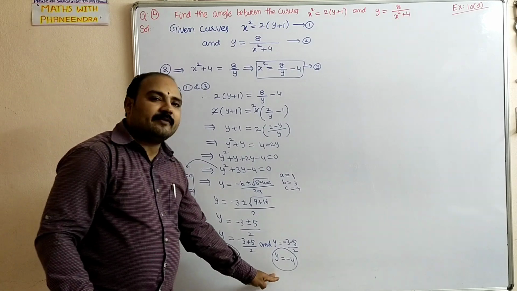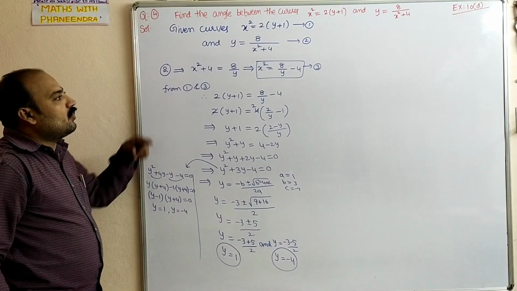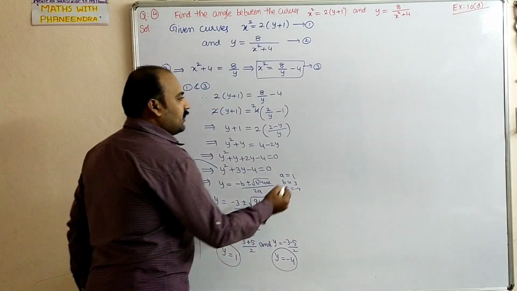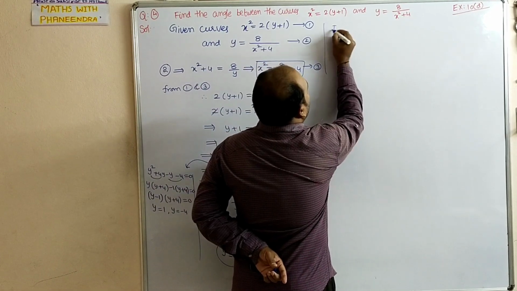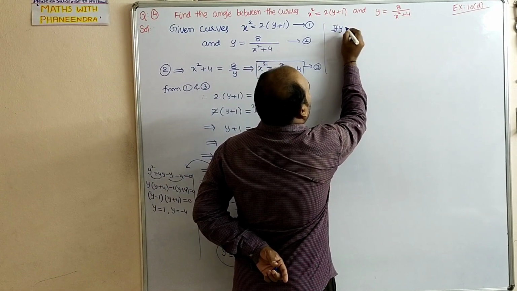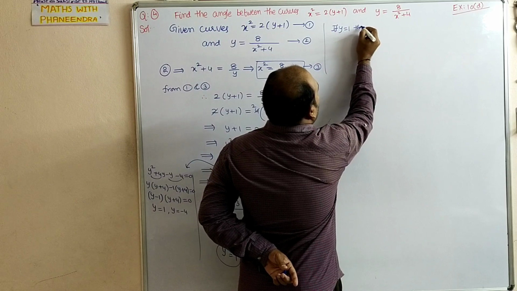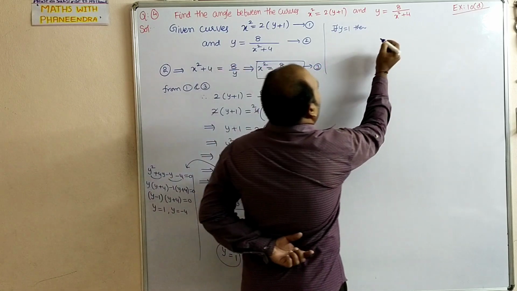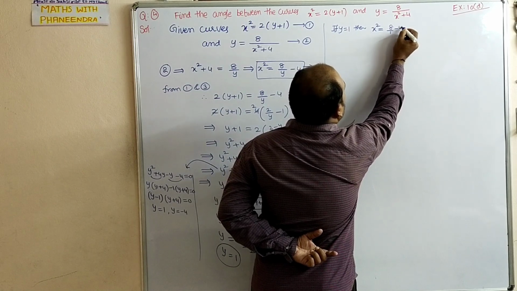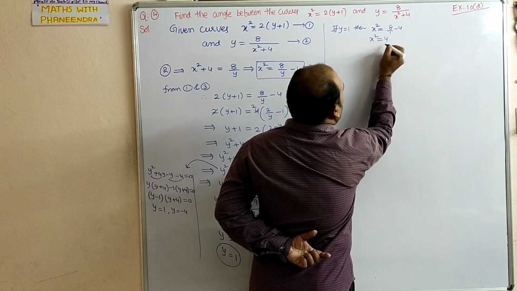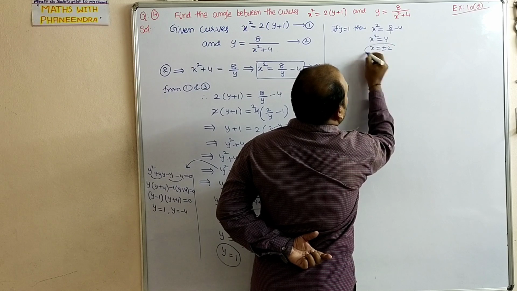Here also we got the same values. If y is equal to 1, what is the value of x? So cases will come. If y is equal to 1, then x square equal to 8 by (1 + 4), x square equal to 4, x is equal to plus or minus 2.